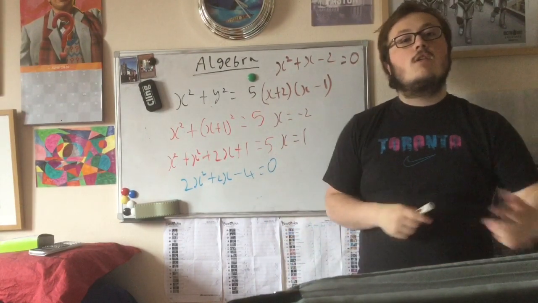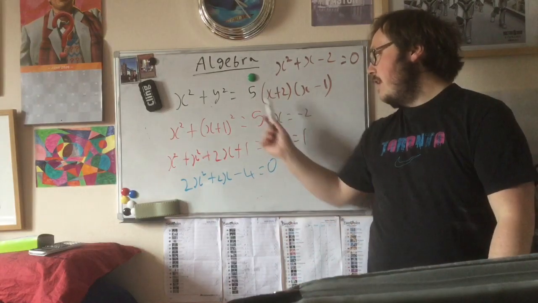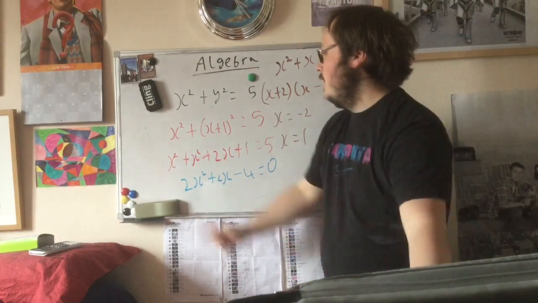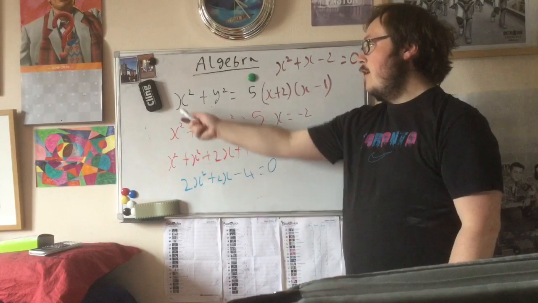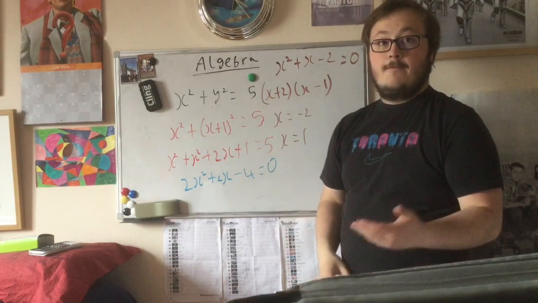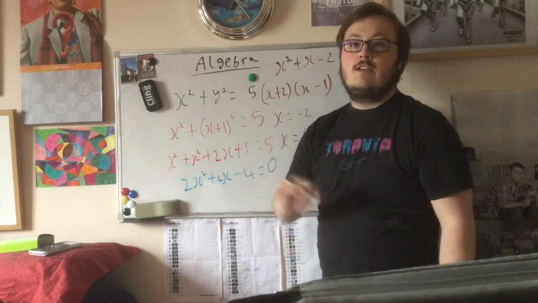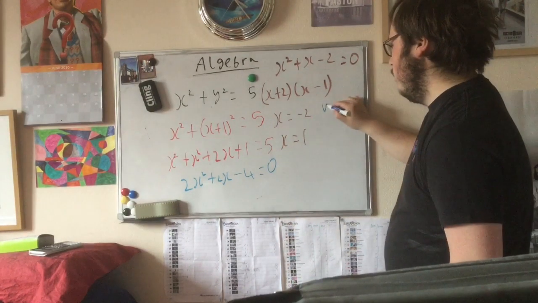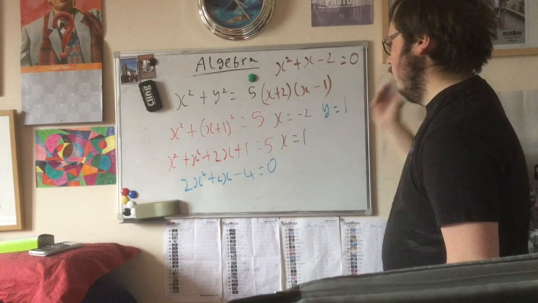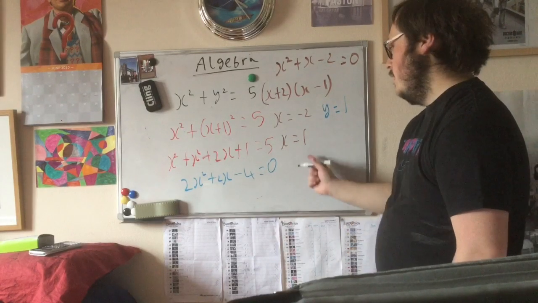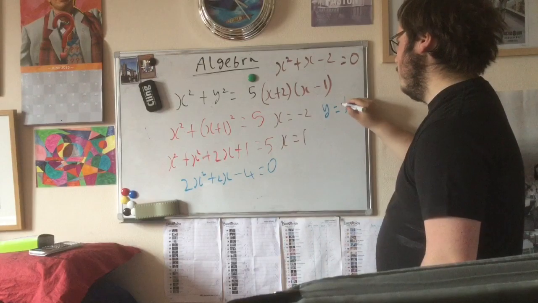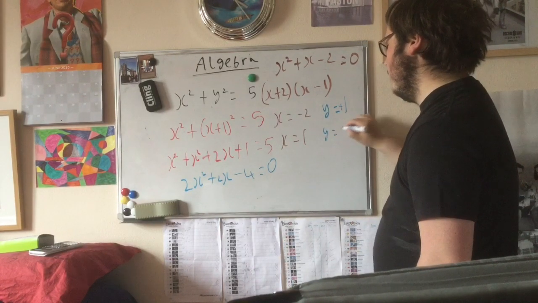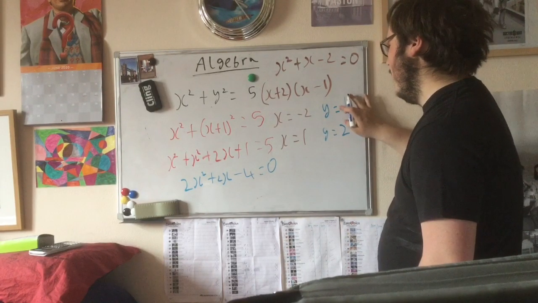Now from this, how can we find our y value? Well, we just put that back in the original problem. So instead of x, we substitute in -2, so -2 squared becomes 4. 4 plus y squared equals 5. So we balance on both sides, so y squared equals 1. That means y would equal 1. We do the same for the other value, we substitute it, and so y would become 2.